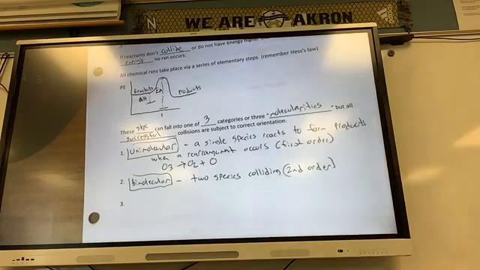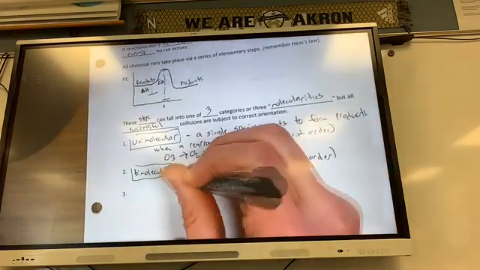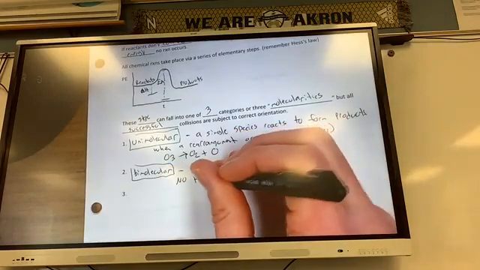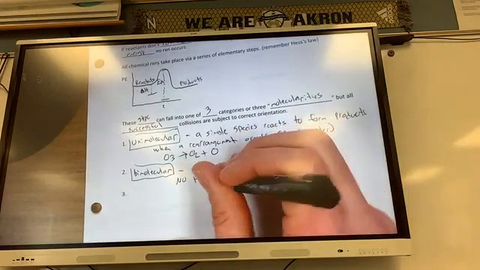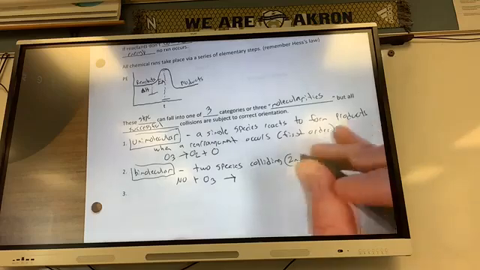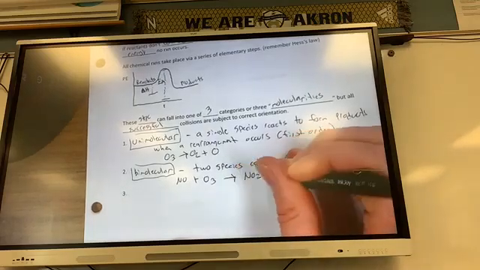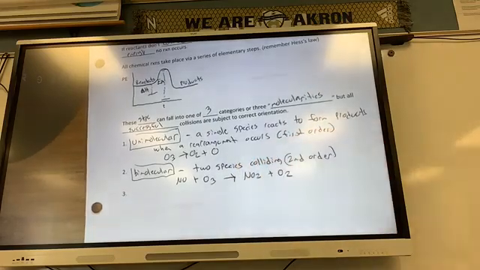Second order. So an example would be NO plus O3, ozone. That would give me NO2 plus O2. We don't really care about the products, and that's not balanced, that's fine. We don't care.